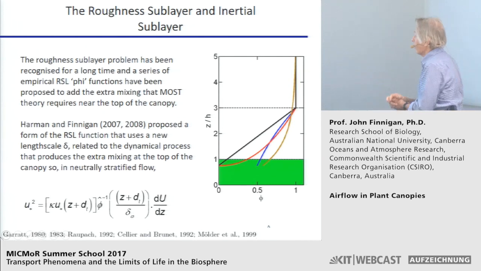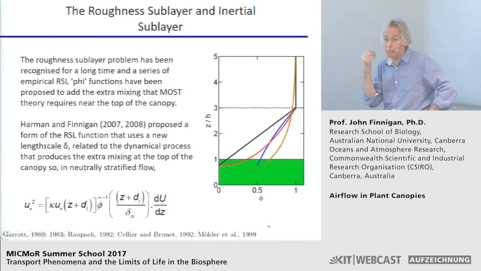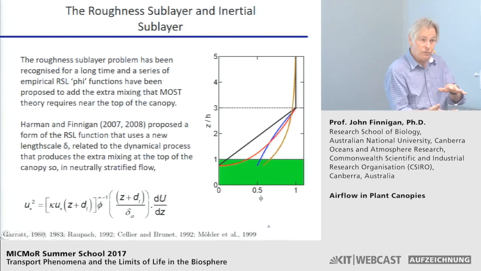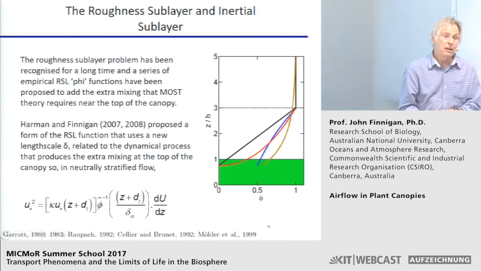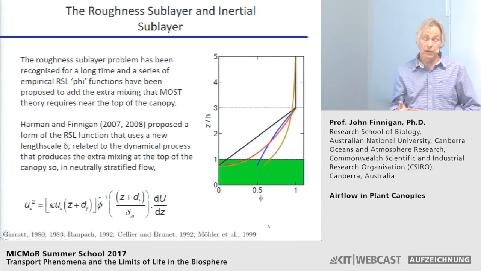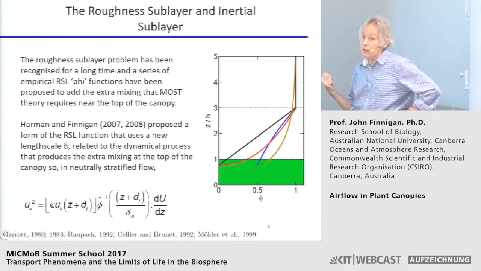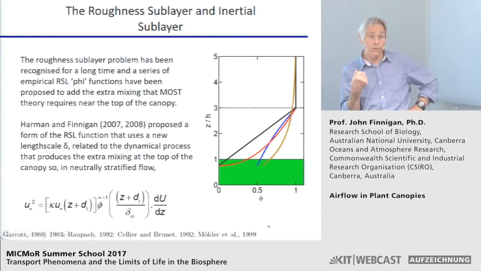So this layer, where you depart from Monin-Obukhov theory, is called the roughness sublayer. And it's been recognized for a long time, because if you don't do this, and you parameterize exchange from the surface into the boundary layer as if it was all Monin-Obukhov all the way down to the canopy, then climate models and weather models just go wrong.